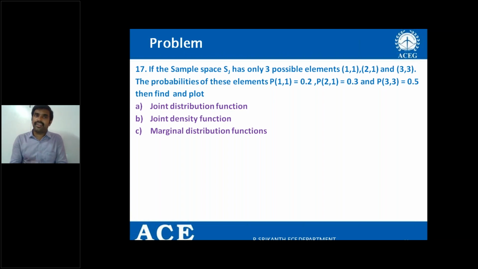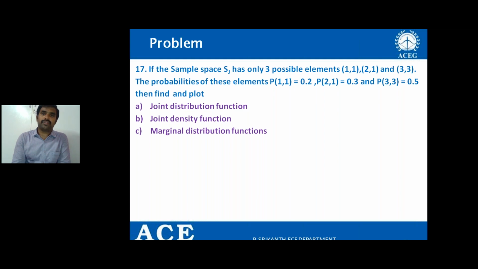Let us take a simple problem here, where we derive the joint distribution function, joint density function, and marginal distribution function. Simple problem: if the sample space S has only 3 possible elements, what are the elements?